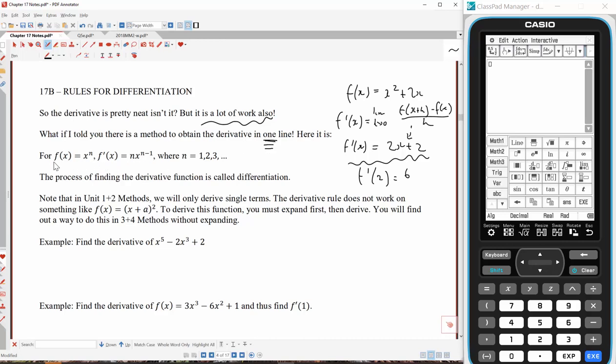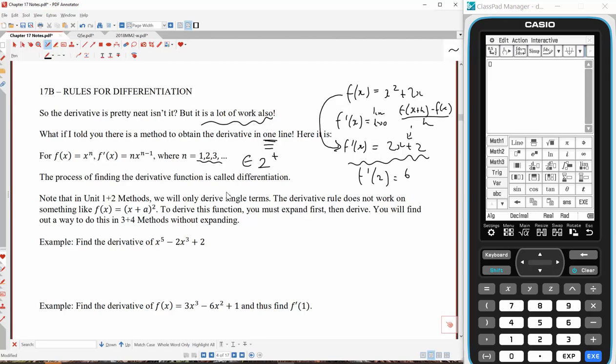Here it is. If f of x equals x to the n, then f dash x equals n x to the power of n take 1, where n is 1, 2, 3, i.e. an element of the positive integers. The process of finding the derivative function is called differentiation. So the process that we go through to take this to this is called differentiation.